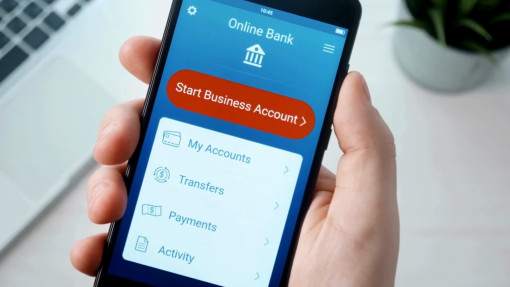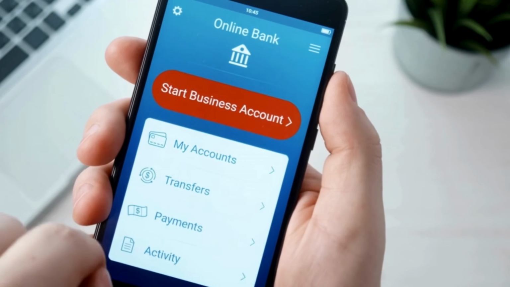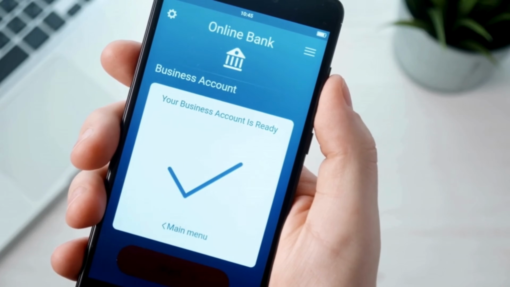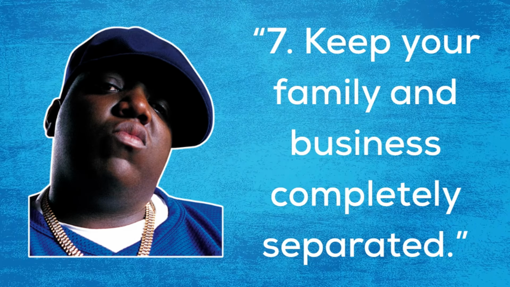The best way to avoid making this mistake of not keeping good books and records is to keep a separate business bank account and make sure that your family life is completely separated from your business life. It's actually a quote Notorious B.I.G. said in his 10 Crack Commandments: keep your family and your business completely separated.